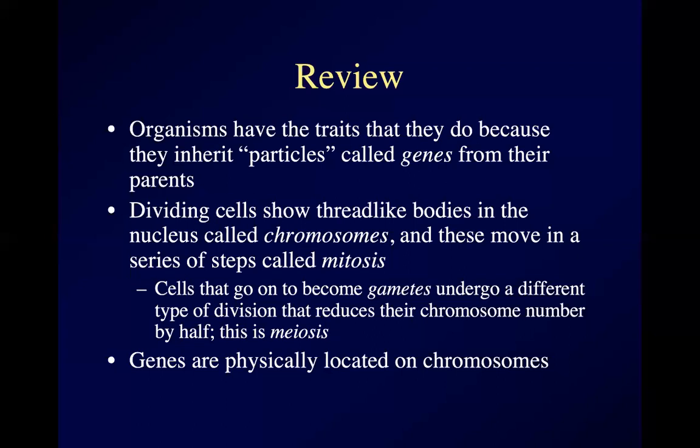Now, about the time that Mendel published his work, microscopists, various people who were specialists in the use of the microscope, were beginning to work out that when a cell divides, it shows these thread-like things appearing in its nucleus, and we call those chromosomes. And when a cell divides, these move in a series of steps, a little dance that they do called mitosis. However, when cells go on to become gametes, that means eggs or sperm.